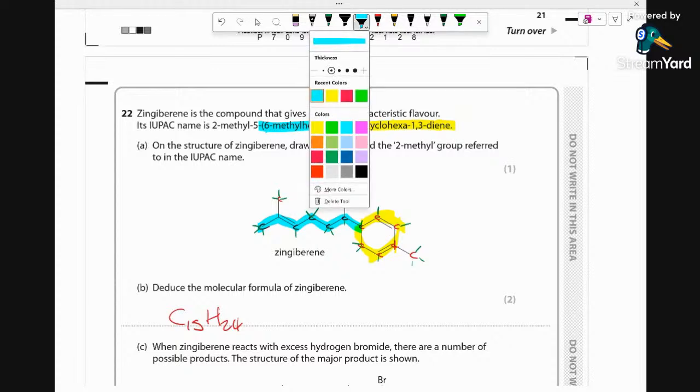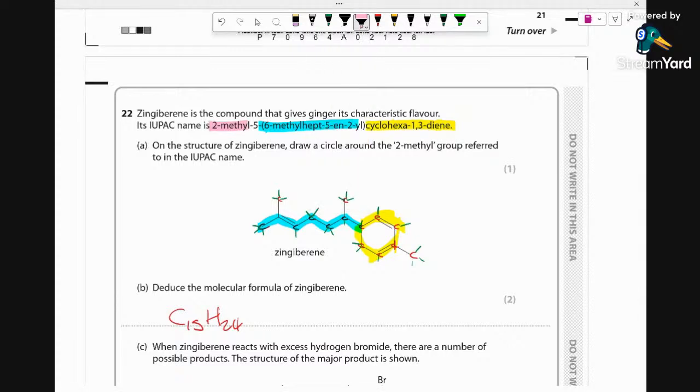Well done, Edexcel. I like this question. A 2-methyl on the branch. And this is 6-methylheptane. 6-methylhept-2-ene-2-yl. Blimey, that's carbon number 2 here. That number 2 there is there. Yeah, because it's a 2-yl, so carbon number 2 off the cyclo. Yeah. 5-ene, that makes sense.